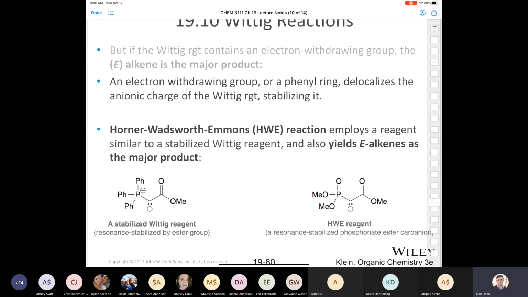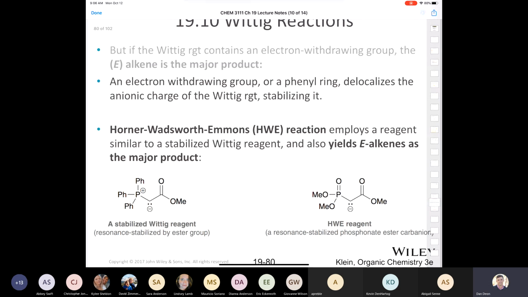There's a variant of the Wittig reagent called the Horner-Wadsworth-Emmons reagent, which is similar to a stabilized Wittig reagent, and it also yields the E alkene. So anytime we have any kind of stabilized ylide or stabilized Wittig reagent, we end up forming the E product. In fact, most of the time with Wittig reagents in this class, you can usually just guess that it's going to be the E, and you'd be right, probably in more than 75% of cases.